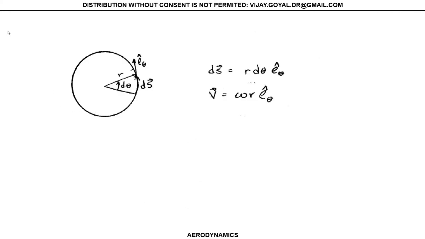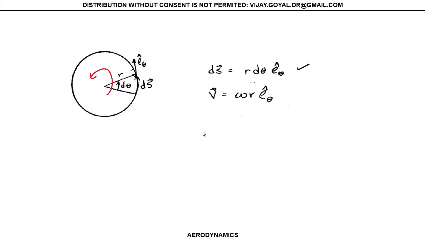So if I look from the top, okay, and I have a coordinate system with d theta, then your ds is given by r times d theta. This is using the definition of an arc, and the velocity of your fluid that's rotating like this is omega times r. That's your tangential velocity times e theta. Okay, so you don't have a radial component because we're assuming that it's only rotating about this axis. We're ignoring the force that's going in the radial direction, okay?